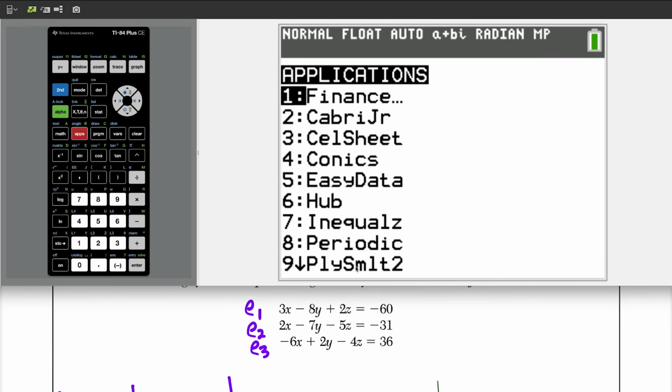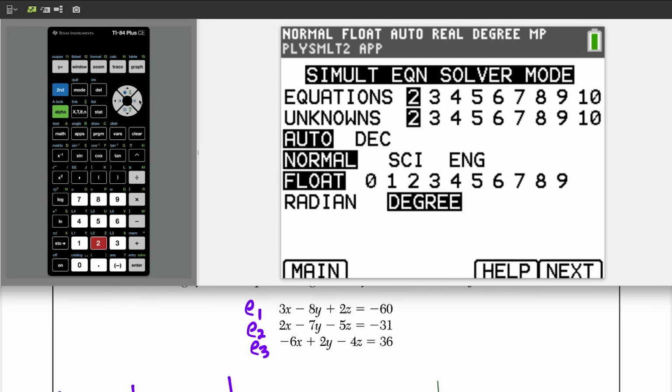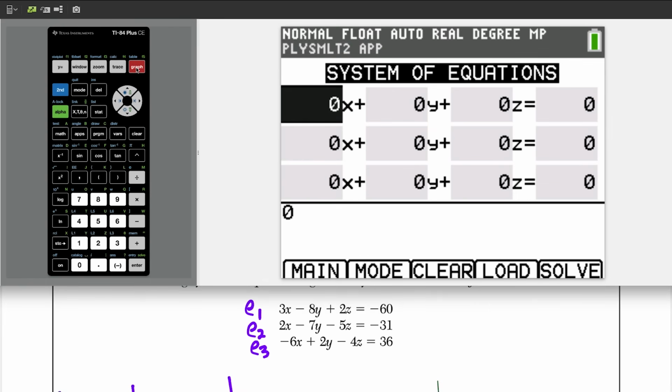So we go to apps, and then number 9 is polynomial simultaneous. So I'm going to do simultaneous equation solver. That's option 2. And we have 3 equations here. So I'm going to press 3, enter, and then I'm going to go up to 3 and hit enter. So we have 3 equations and 3 unknown variables. And now I'm going to press graph to go next.